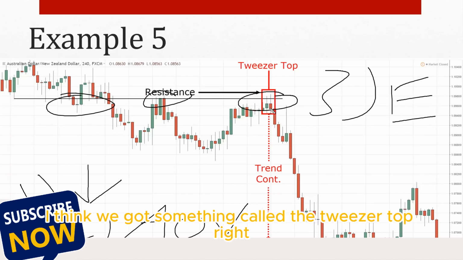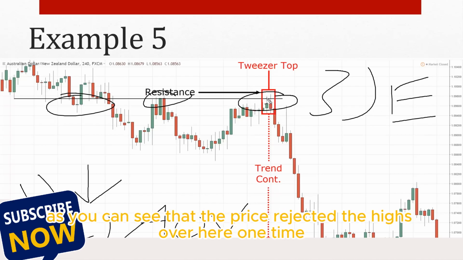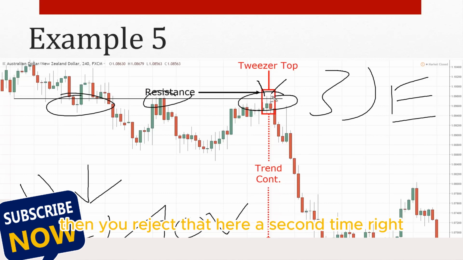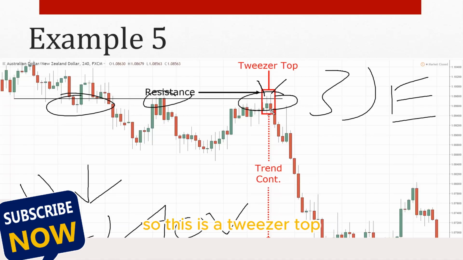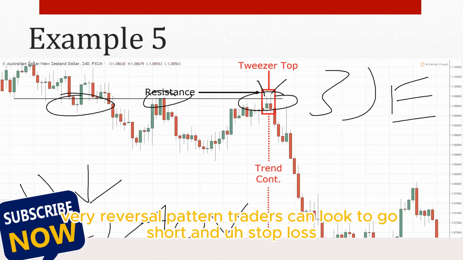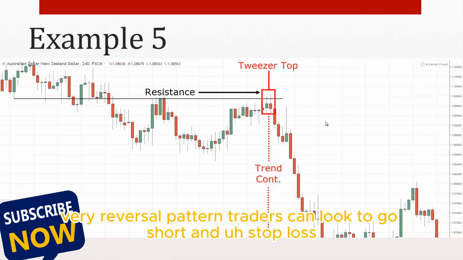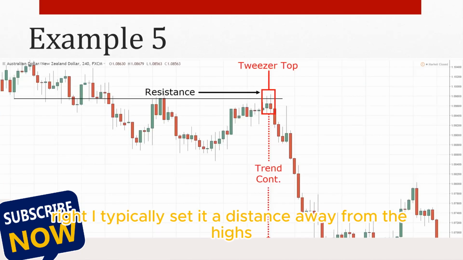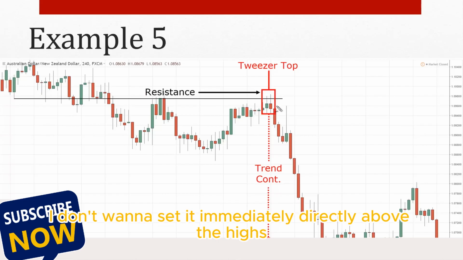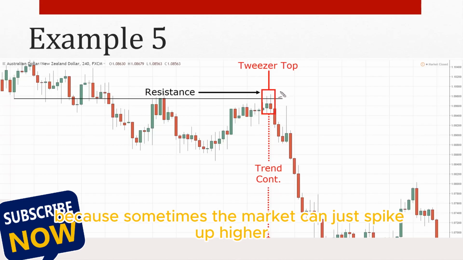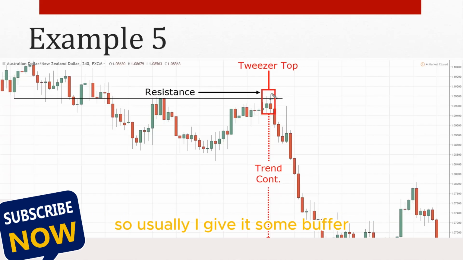I think we got something called the tweezer top. You can see that the price rejected the highs over here one time, then it rejected here a second time, and finally closed near the low. So this is a tweezer top, a bearish reversal pattern. Traders can look to go short, and for the stop loss, I typically set it a distance away from the highs. I don't want to set it immediately above the highs because sometimes the market can just spike up higher and then reverse lower. So usually I give it some buffer, put it somewhere here.